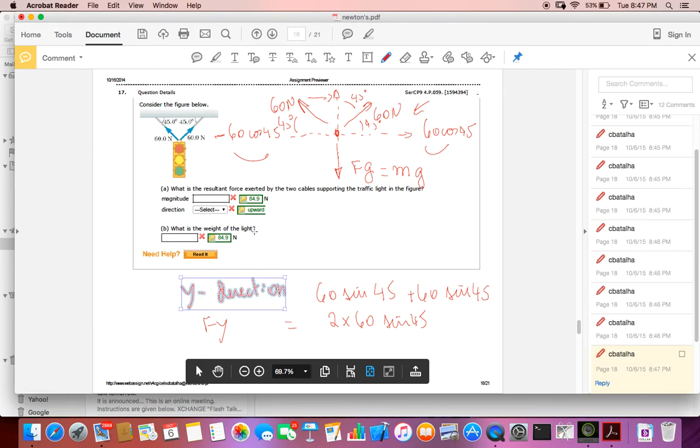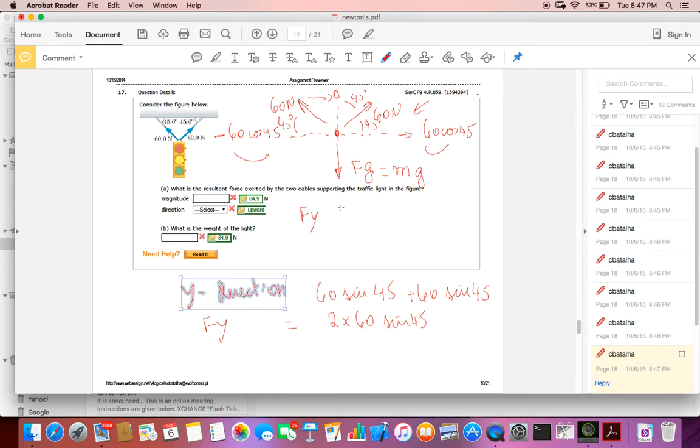What is the weight of the light? Well, now it's Newton's second law. In case the street light is not moving, the resultant of these three forces must be 0, which means our Fy, which is upward, minus Fg, which is downward. So Fy minus Fg is equal to 0 because there is no acceleration. Therefore, the weight is equal to that resultant force. That's why I have equal numbers in there.